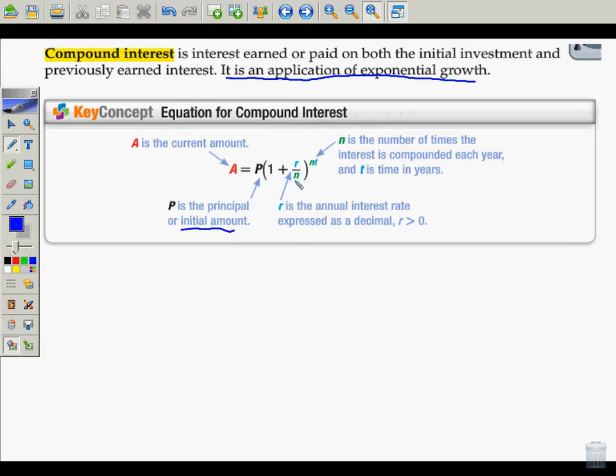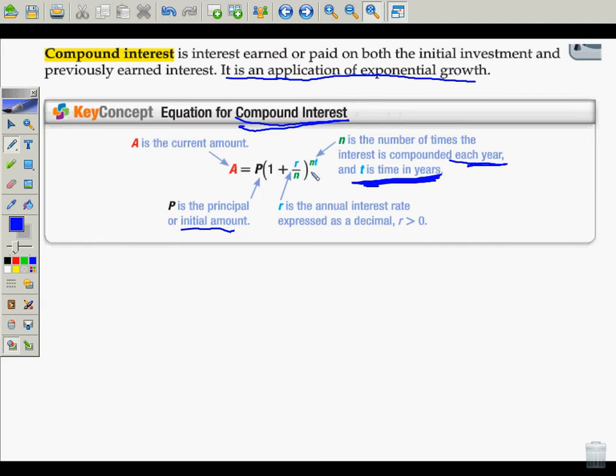Monthly would be 12. Yearly it would just be 1. There's semi-annually, where you could have it compounded twice. A lot of different ways it can be compounded. That's what your n value is though. How many times is it compounded in 1 year? And then t is the same thing, it's time in years. Make sure you always know time is going to be in years when you're dealing with compound interest. So you can see this is similar to the formula we had for exponential growth. It's just we add this divided by n and then multiply our t by the n.